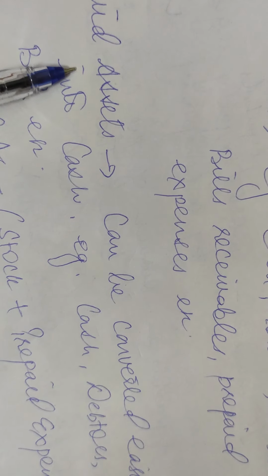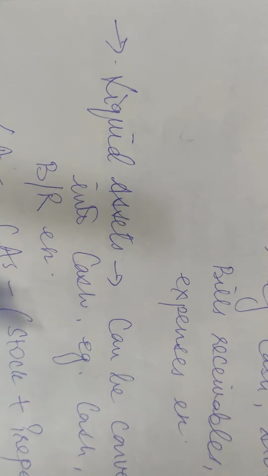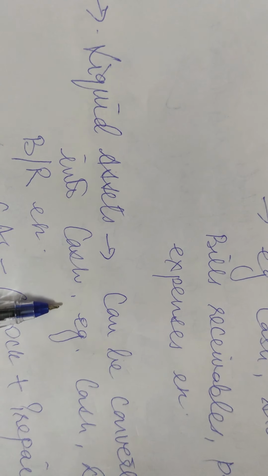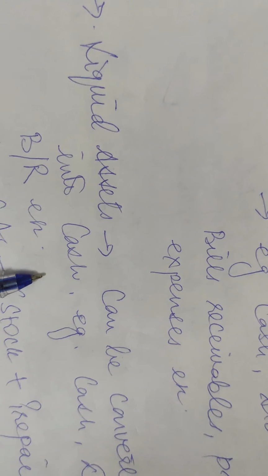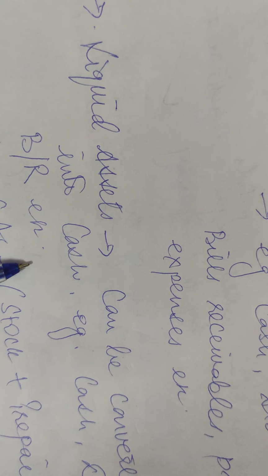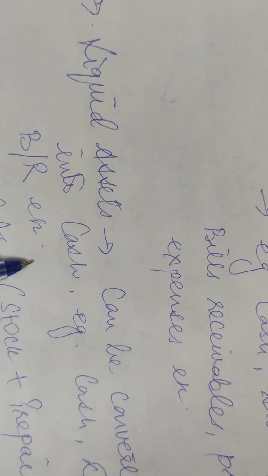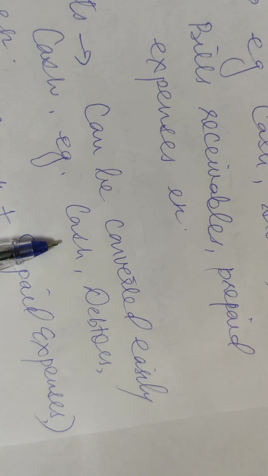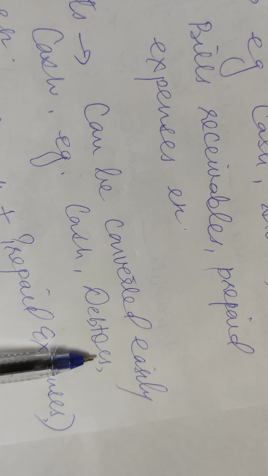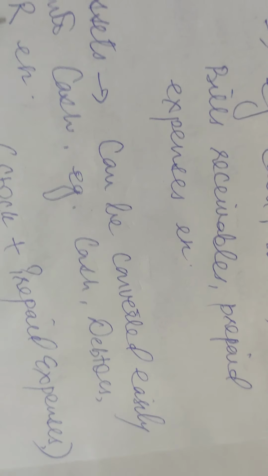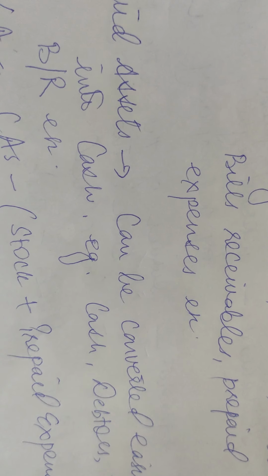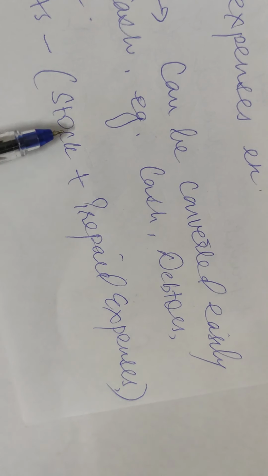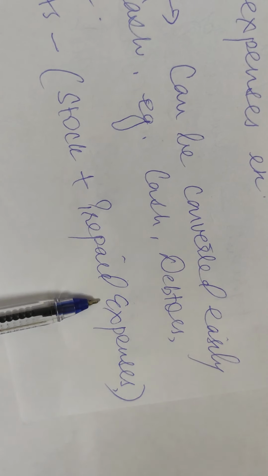Next comes liquid assets. Liquid assets are those assets which can be converted into cash as and when required, easily converted into cash. You do not have to wait for the liquidity. As and when you require it, you obtain the liquidity from these assets and the payments can be made. Example is cash itself, it is very liquid. Debtors, they owe you the amount, so you can ask for your amount. Bills receivable, etc. All liquid assets are current assets, but with an exception of stock and prepaid expenses.